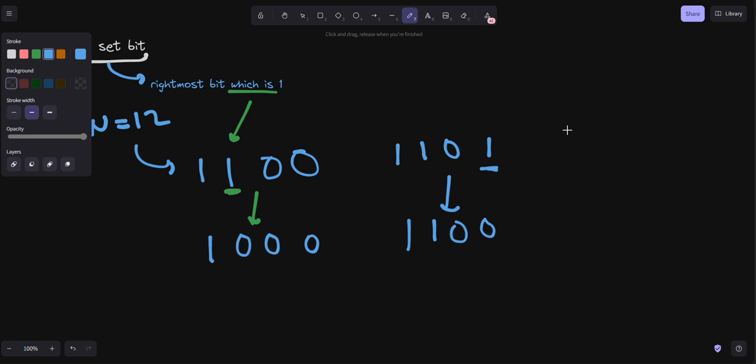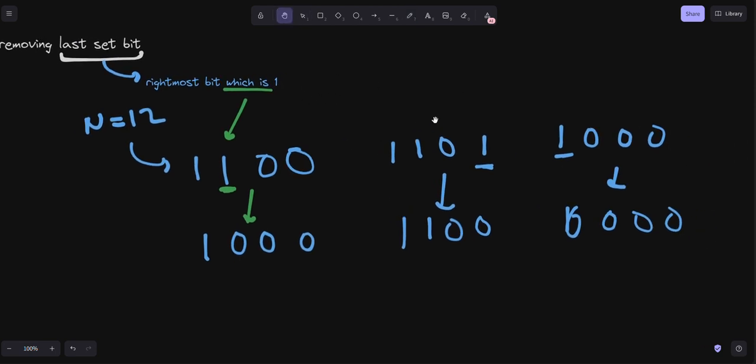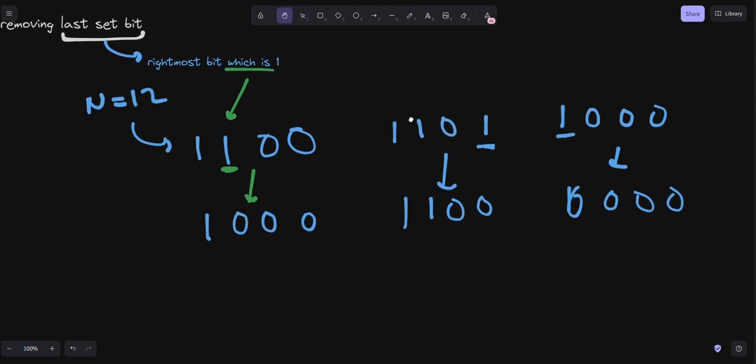Now let's say we have one more example. 1000, let's say. What is the rightmost set bit? This, right? Because all of these are zeros, so you need to return 0 0 0 basically. Got it? This is the question. How will you do this?